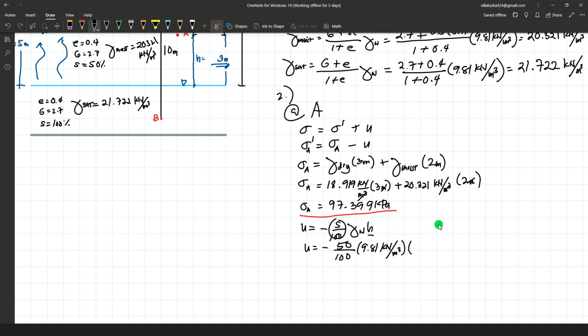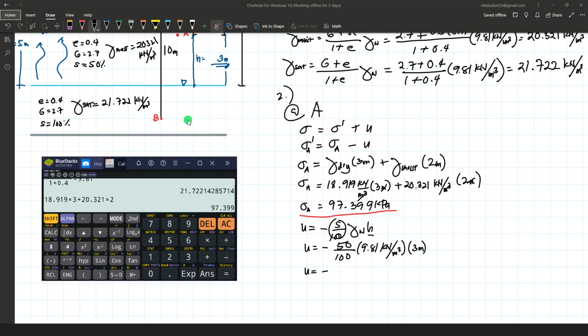multiplied by H. So H is 3 meters. So U is equal to negative 50 over 100, which is 0.5, times 9.81 times 3. So that's in kilopascal again. That's negative 14.715 kilopascal.